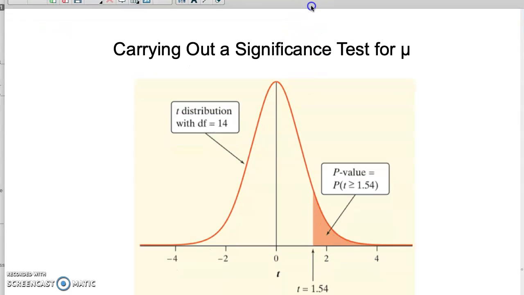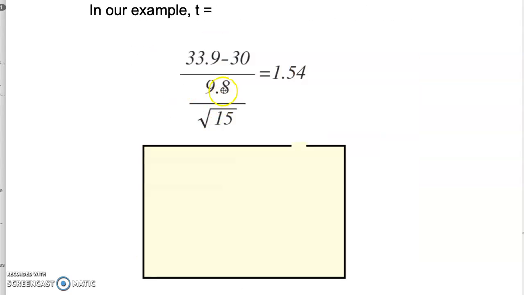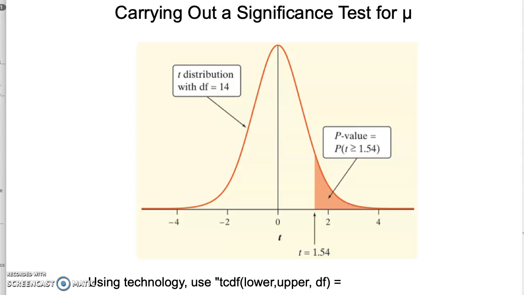So what are we looking at here? We're looking at a normal distribution where the mean is 0, because we have standardized. And the standard deviation is, what is the standard deviation? 9.8 divided by the square root of 15. I didn't calculate that. And we want to know the probability that we get something in this shaded area. You can see that's not that low.